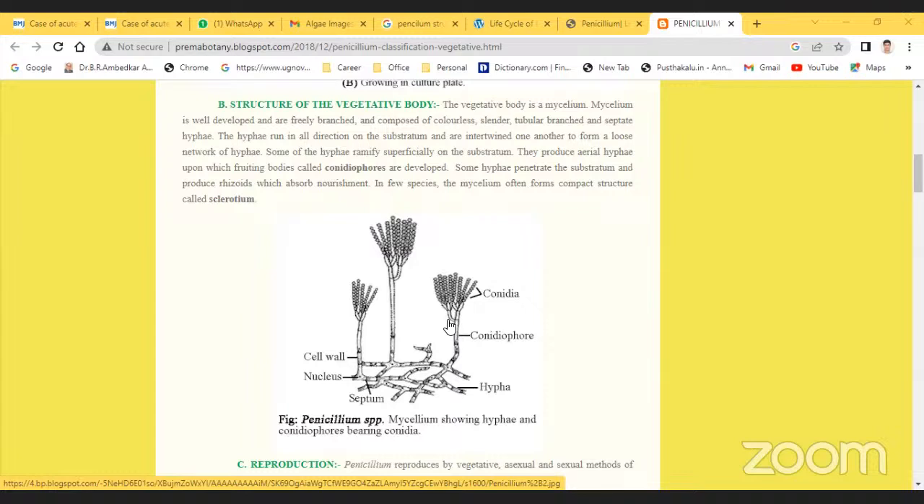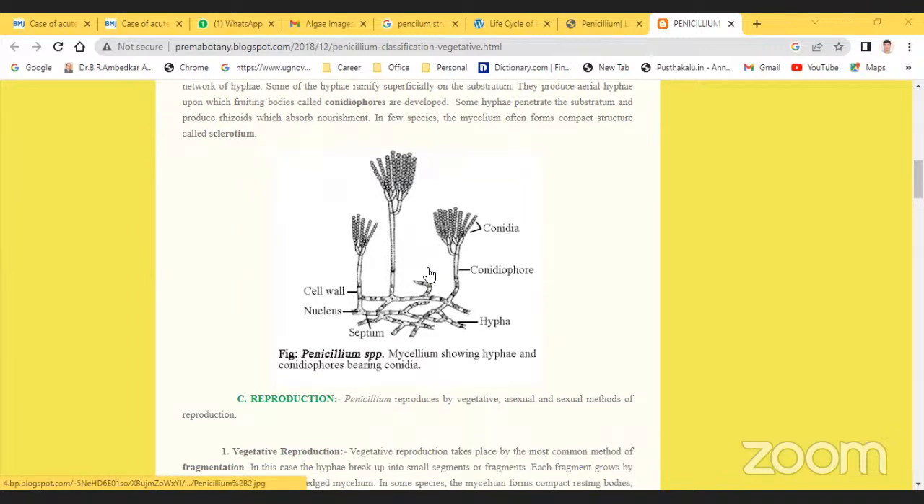In this, the formation of conidia is in chain-like structures, one by one, looking like a brush also. And also some of the mycelium forms a compact structure called sclerotium. These are the details regarding the structure of Penicillium.